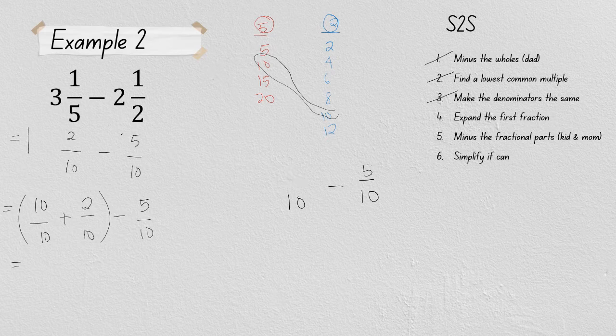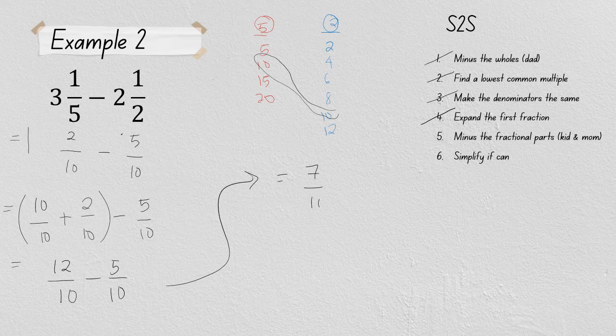So 10 plus 2 gives 12 out of 10. Then you can minus it with 5. So we have done step 4. Step 5, minus the fractional parts. 12 minus 5 gives us 7 out of 10.